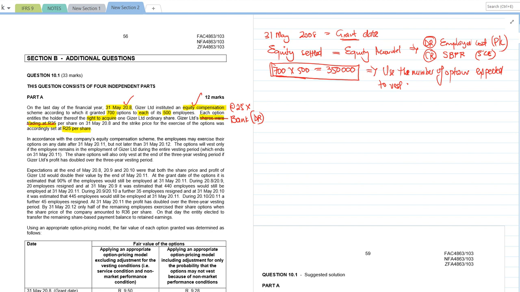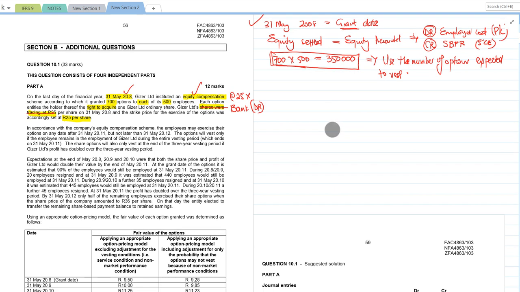Remember, they identified so far that our year end is 31 May. It means the beginning of the year is what? 1 April 2008.